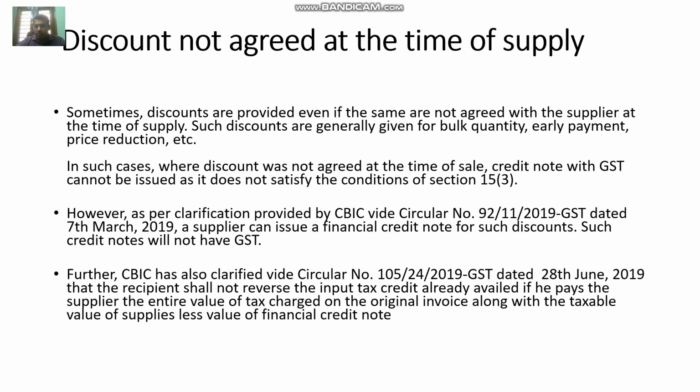Discount not agreed at the time of supply. If discount was not agreed at the time of supply, there are some categories like sometimes bulk discount is given for the bulk quantity or early payment, or there is a price reduction, but these terms were not agreed at the time of supply, then GST cannot be reversed by the supplier and he has to just raise a commercial invoice only. And in this case the recipient has no need to reverse the GST input, he can take the full GST input against this credit note.